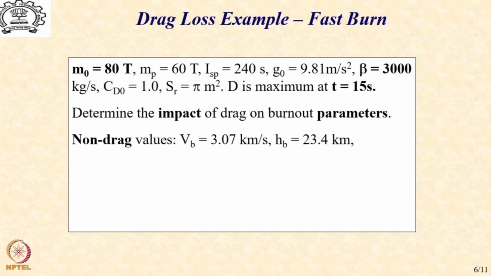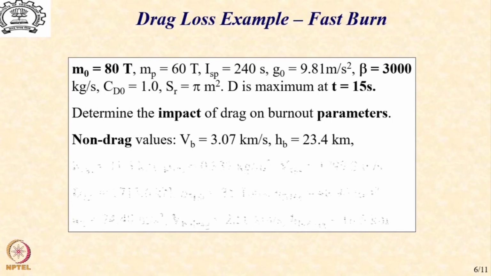But now, because we have changed the burn rate, our non-drag values change. We have already realized that the implication of a higher burn rate is to reduce the gravity loss, so we get a higher burnout velocity at 3.07 kilometers per second and a significantly lower altitude at 23.4 kilometers, but the total energy is significantly higher because the loss is much smaller.